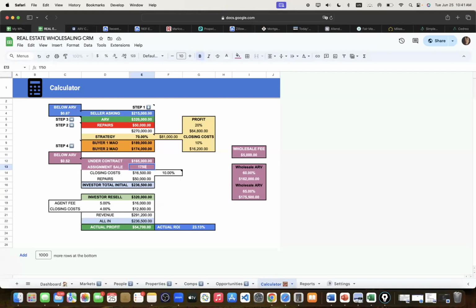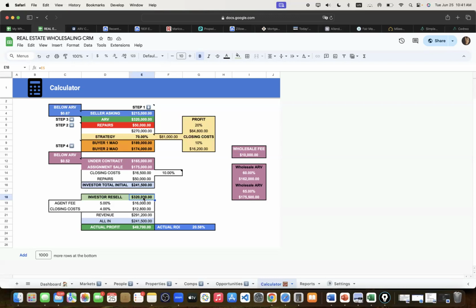So once you do the assignment of contract for 175, you're making a $10,000 wholesale fee, but you still negotiate with the buyer. They pay the closing costs. They do the repairs. Their full initial money invested into the property is going to be $241,000. They resell it for 320 in the future. Probably takes 3 months, 4 months to fix it up.